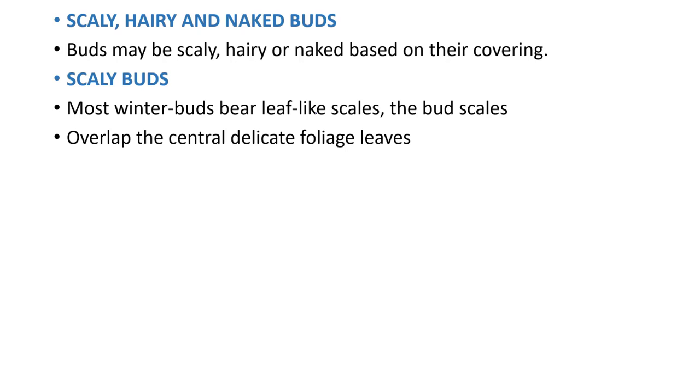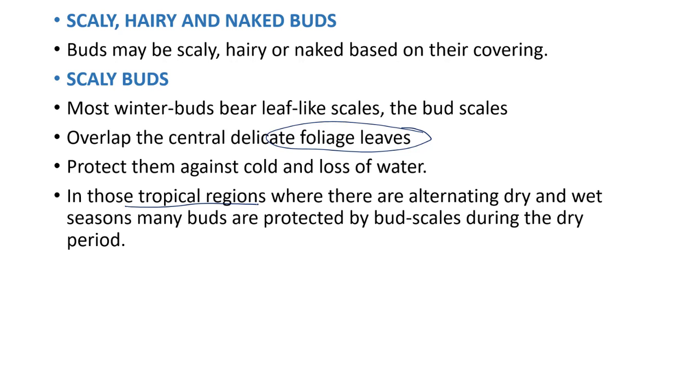Now these scales usually cover those delicate foliage leaves inside to protect them during the winter. And also in tropical regions, we sometimes have alternate dry and wet weathers. So when it's wet weather, when there is plenty of rain, so that is the rainy season is ongoing, plenty of moisture in the air, and the weather is wet, so the buds are naked or they are normal. But when the weather gets dry, in that case the buds are protected by scales, bud scales, during that dry period, so as to protect them from dying or injury.